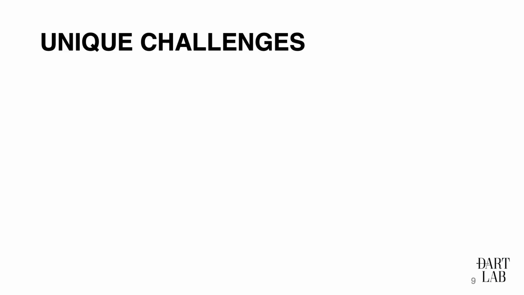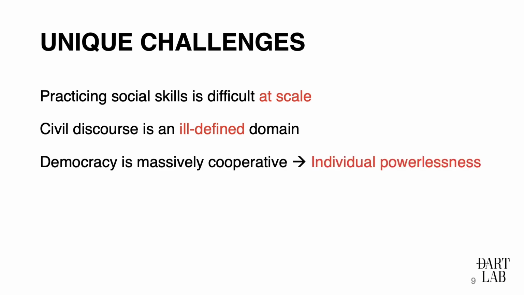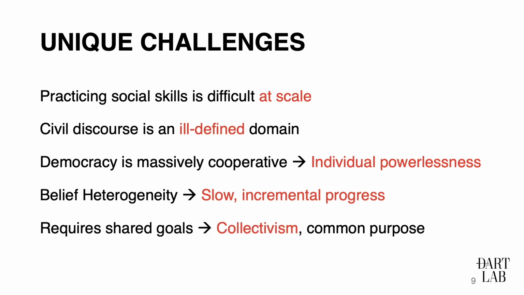First, many civic skills are social, which is something that's hard to scale. Civil discourse is also an ill-defined domain, unlike algebra or chemistry, with well-defined, verifiable solutions. And there are some broader domain challenges, like the fact that because democracy is massively cooperative, the impact of each individual is relatively small. The heterogeneity of the electorate often means that progress is slow and incremental. And the project is also inherently collectivist.